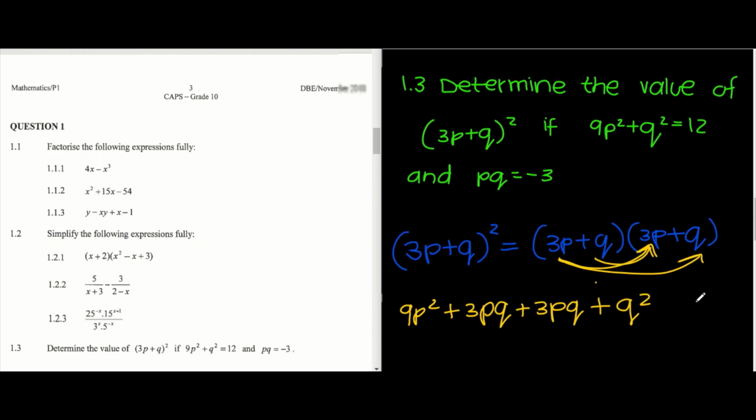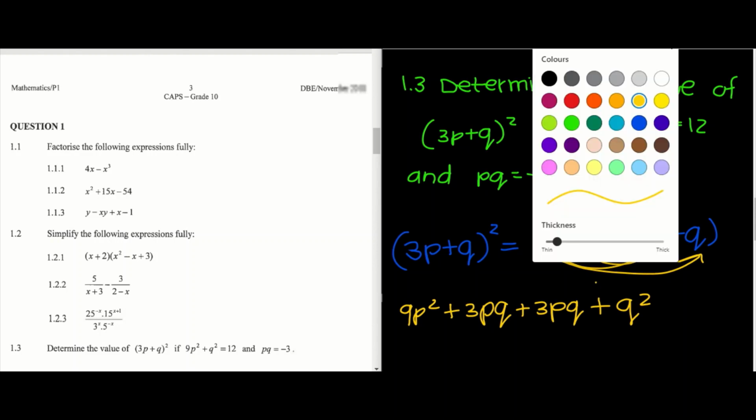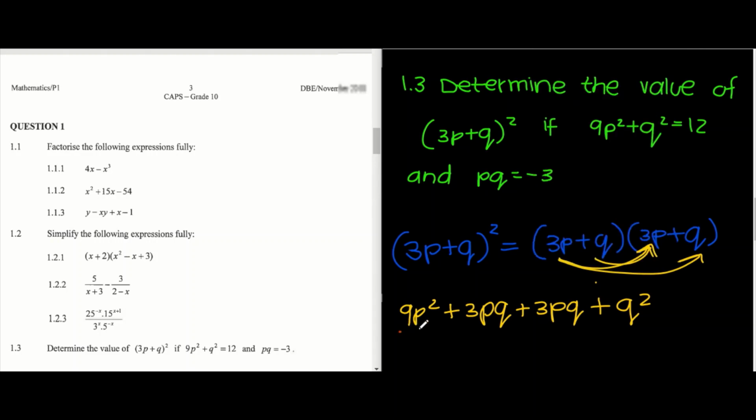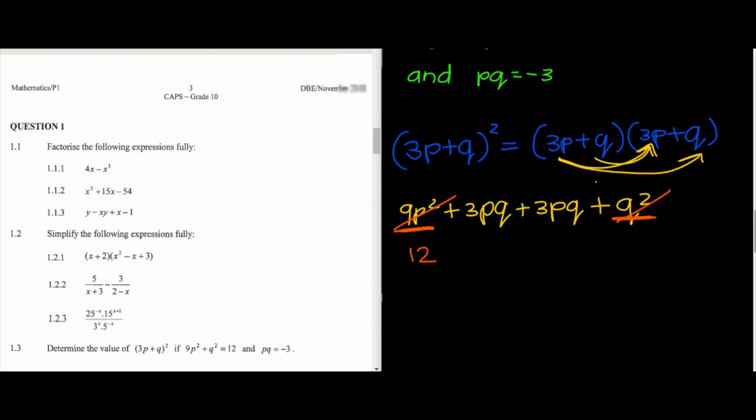What we can then see is we have got some other parts of this expression. So what we already have is, if I just show it in red here, this 9p squared and then the q squared part, we are told in the question 9p squared plus q squared is equal to 12. So what we can do is take those two out and just put a 12 there instead. Okay, so that is, we've already sorted that part out. Then the next part, it's a little bit different. We need a little bit more multiplying or working out.